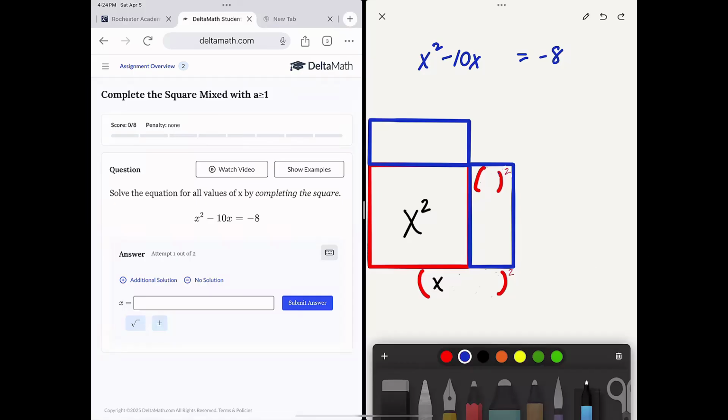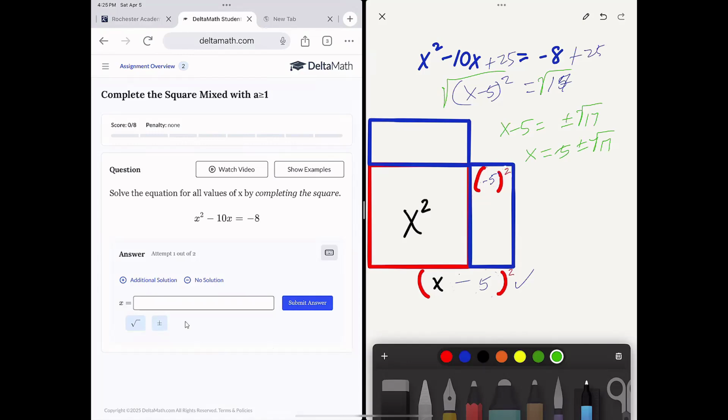All right, so we're going to take half of a negative 10, so it's going to be minus 5. This will be minus 5, so this is going to be 25 and 25 here. So we're going to rewrite this as x minus 5 squared, which equals 25 minus 8, which is 17, actually. Now I just take the square root of both sides, so x minus 5 equals plus or minus the square root of 17. Move the minus 5 over by adding, and this is my answer.